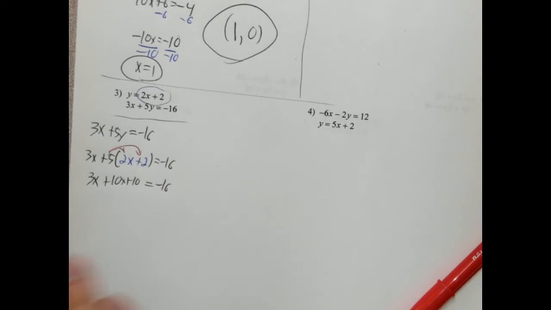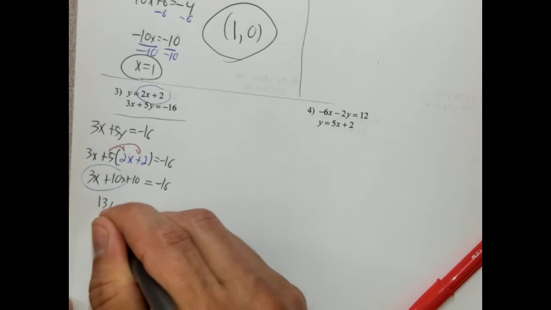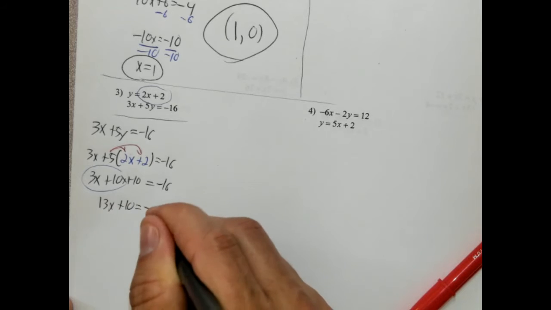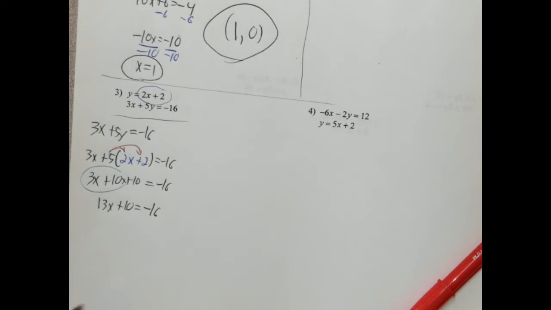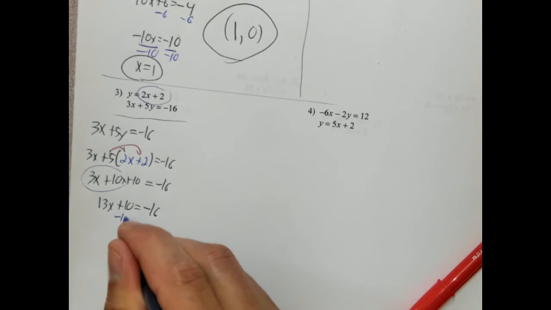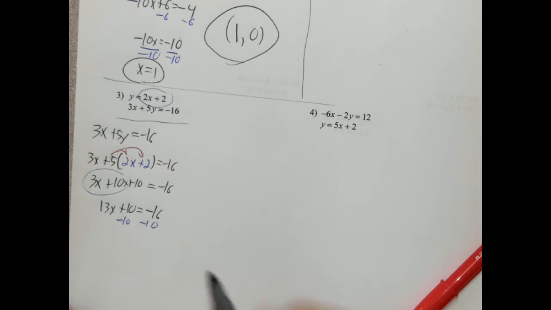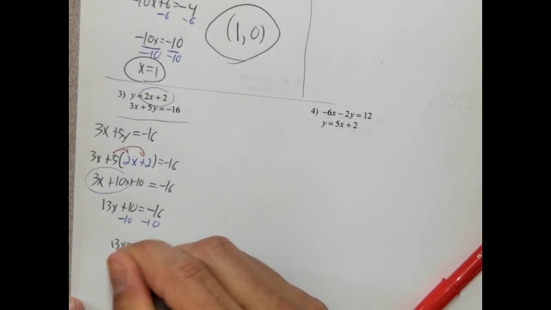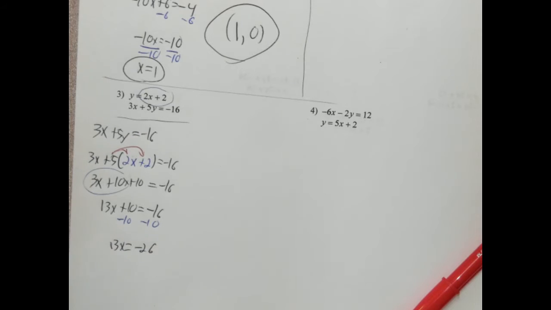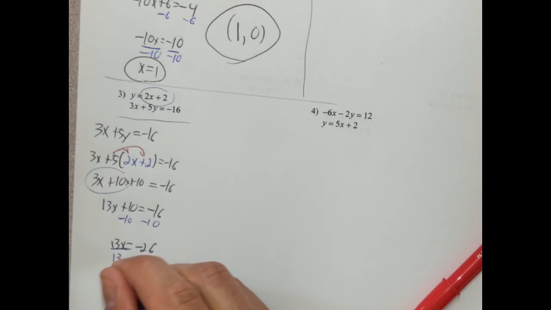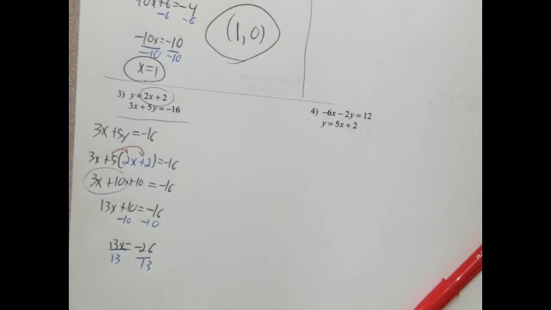We're going to combine like terms here. So we have 3x plus 10x is 13x, plus 10 equals negative 16. Let's get rid of our constants. We're going to subtract 10 from both sides. So 13x equals negative 26. Divide by our coefficient, which is 13. And x will be equal to negative 2.